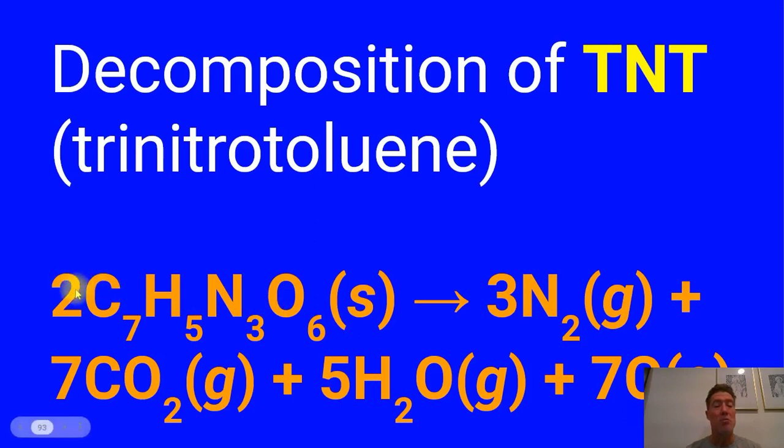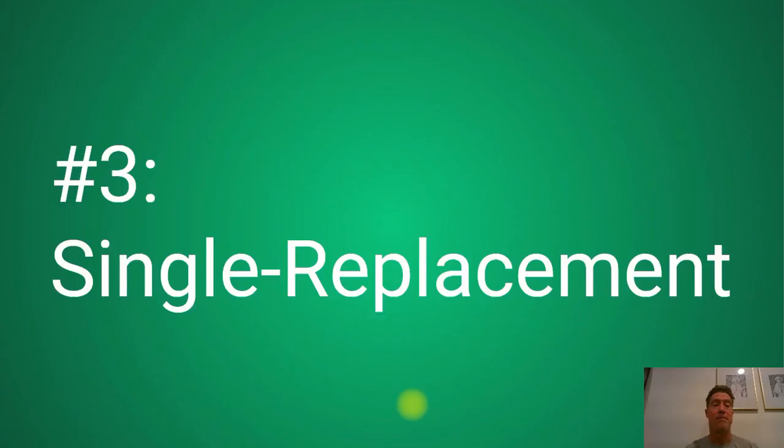notice that 2 moles of this TNT produce 3 moles of nitrogen gas, 7 moles of carbon dioxide gas, and 5 moles of water gas. So from 2 moles, we get a total of 15 moles of gas produced. And that is a very, very energetically powerful reaction. And that expanding gas is what creates all the damage of dynamite.